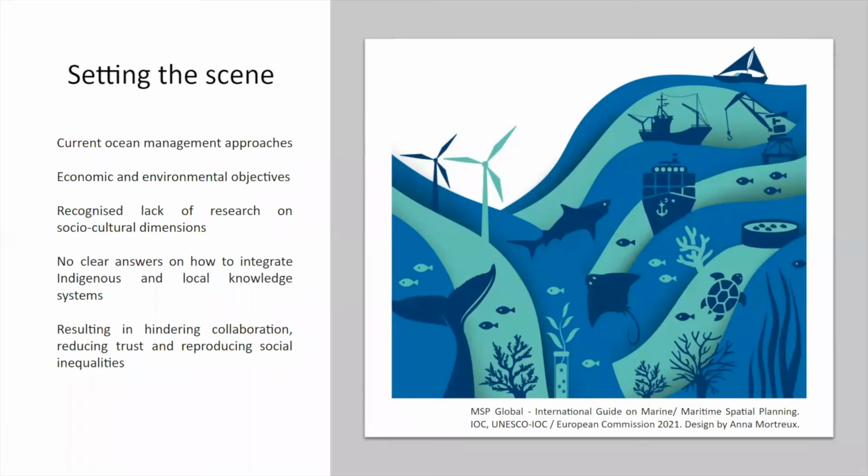And there is a recognized lack of research on social, cultural dimensions and human dimensions in marine governance. And specifically, at least in Southern Africa, there's no clear answers on how to best integrate indigenous and local knowledge into area-based ocean management. And specifically in the context of South Africa, with a very violent history of colonialism and apartheid and forced removals from the ocean and coast, this continues to exclude people who depend on the ocean and coast, and can hinder opportunities for collaboration, participation, and even reproduce social inequalities.